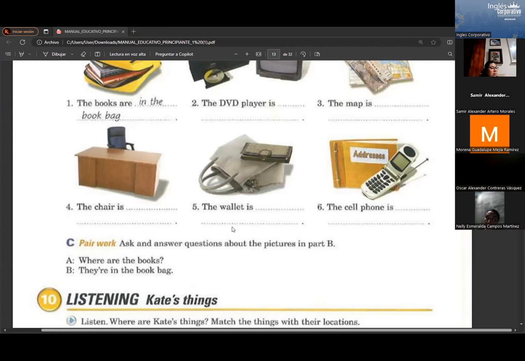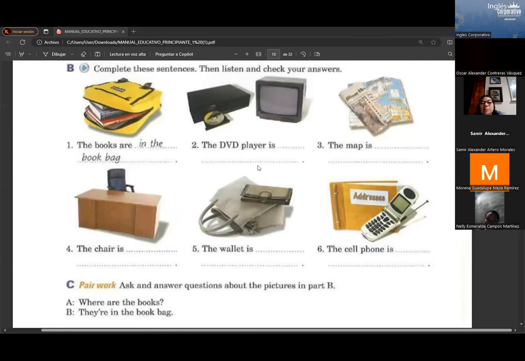Okay, but here we need to use another preposition. On the purse, very good. Where is the chair? Behind. Behind the desk. Where is the map? Under. The map is under the newspaper. Okay. Under the newspaper.